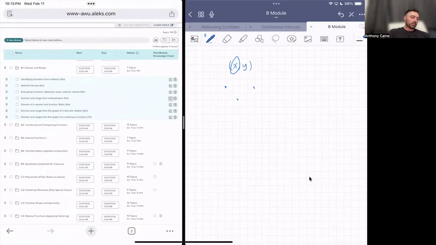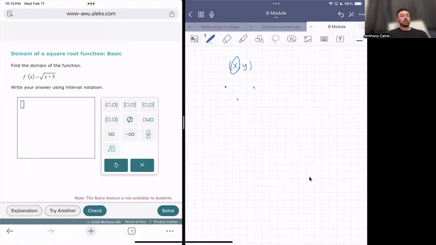Domain and range gets more interesting when you start to have graphs. So you have domain of a square root function. I say graphs, but also algebraic equations. So here's the thing. In this class, we only deal with so-called real numbers. And that's a terrible name because they're just as real and just as imaginary as any other number. Numbers are all just made up.